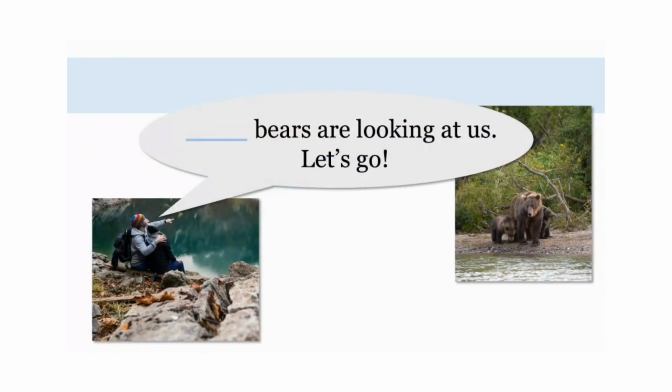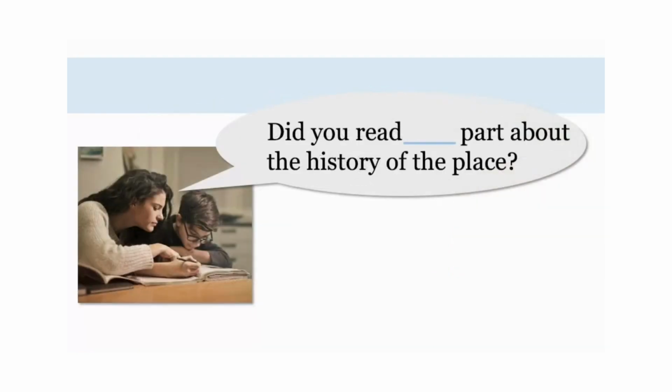Here, they're looking across the water, and there's some bears. The bears are far in plural. And so he says, "Those bears are looking at us. Let's go." And finally, she's helping him with homework, and she's pointing at one part. So it's near and singular. Did you read this part about the history of the place?